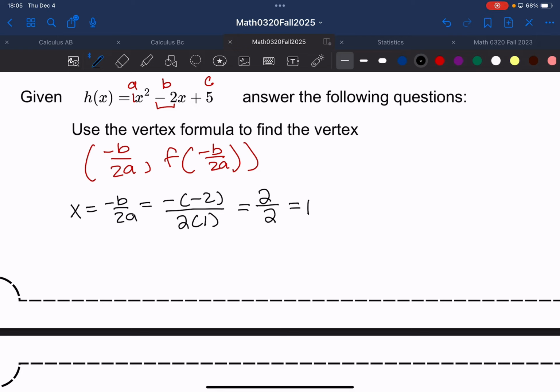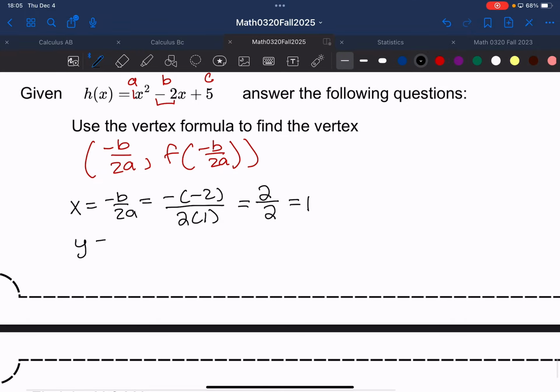In order to find my y value, I'm going to plug in 1 everywhere I see x. So y is equal to 1 squared minus 2 times 1 plus 5. So I'm using that h of x equation from the very beginning, and I'm plugging in 1. When I do that, I am left with 1 minus 2 plus 5, which gives me what value?